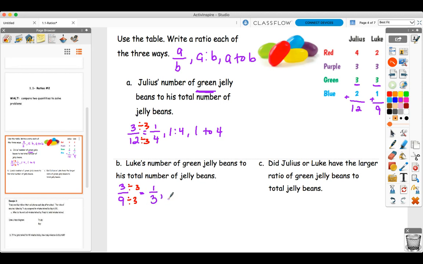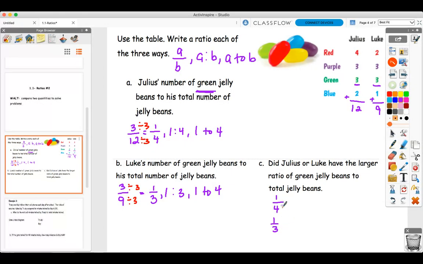And let's just rewrite this as a colon, 1:3, and then using the word to, 1 to 3. C. Did Julius or Luke have a larger ratio of green jelly beans? So we're looking at these two fractions. Sometimes it's easier to compare using a fraction. So 1 over 4 and 1 over 3.